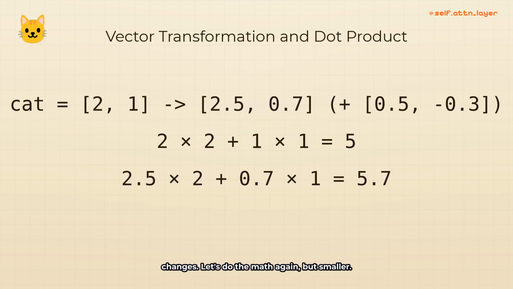Let's do the math again, but smaller. Suppose our model has 4 numbers to decide if a sentence is cat or dog. Cat: 2, 1. Dog: 4, 2. To predict cat, the model does 2 times 2 plus 1 times 1, which is equal to 5. With LoRA, we add a tiny adapter, 0.5, minus 0.3. Now cat becomes 2.5, 0.7. So 2.5 times 2 plus 0.7 times 1 is equal to 5.7. The model now leans slightly more toward cat.